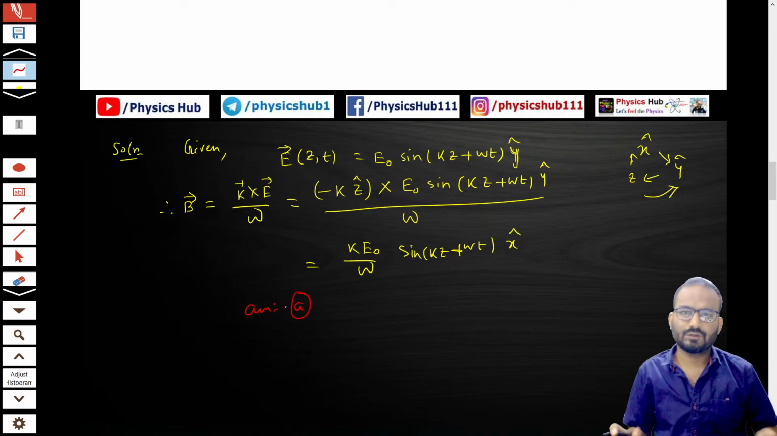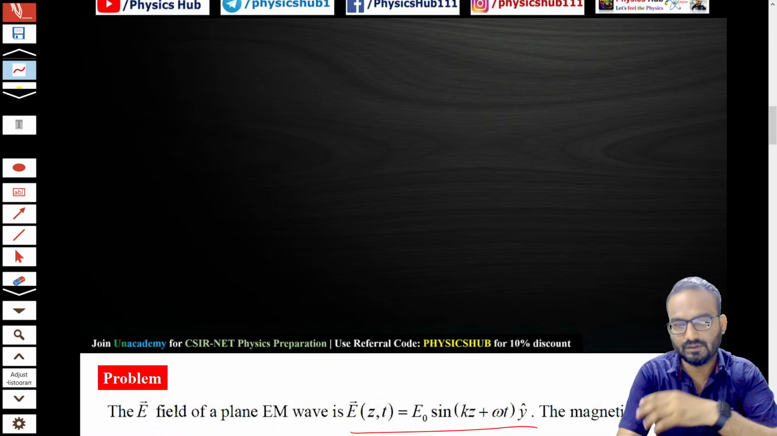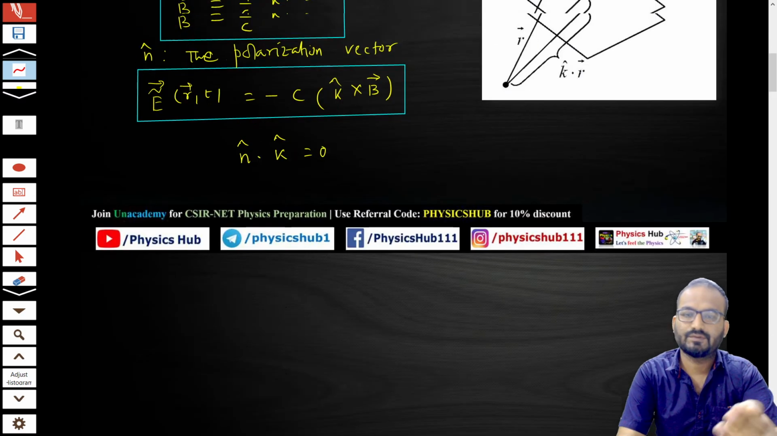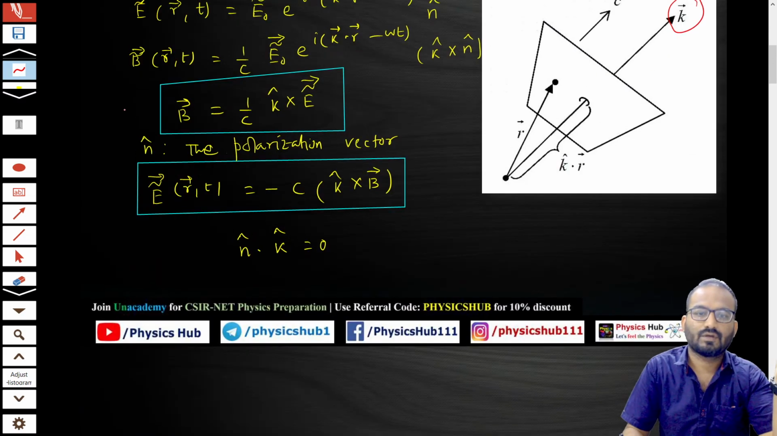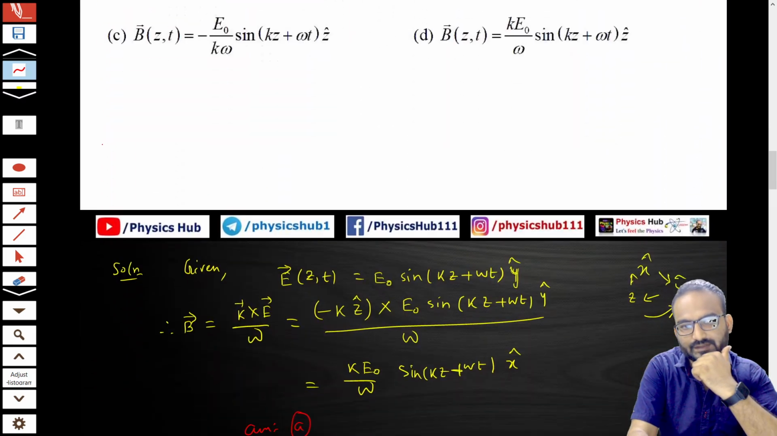So I hope you have understood how we can go from electric field to magnetic field, or magnetic field to electric field, using this formula. So you have to remember these two formulae. So I hope you find this video useful.